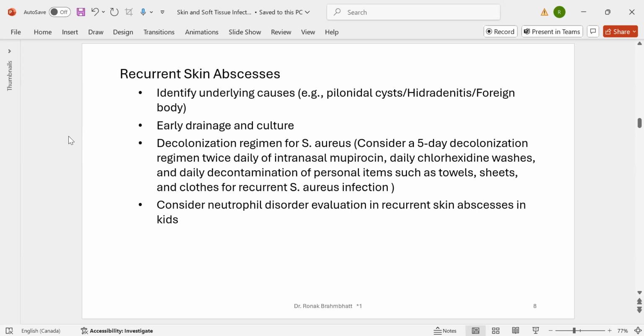Do we get those cases, everyone? We are like, oh, this kid came in and had an infection and then came in after a month again and got another infection. Do we get that, everyone? Yes, we get it quite commonly, where they come in multiple times. So in those cases, we need to identify underlying causes.